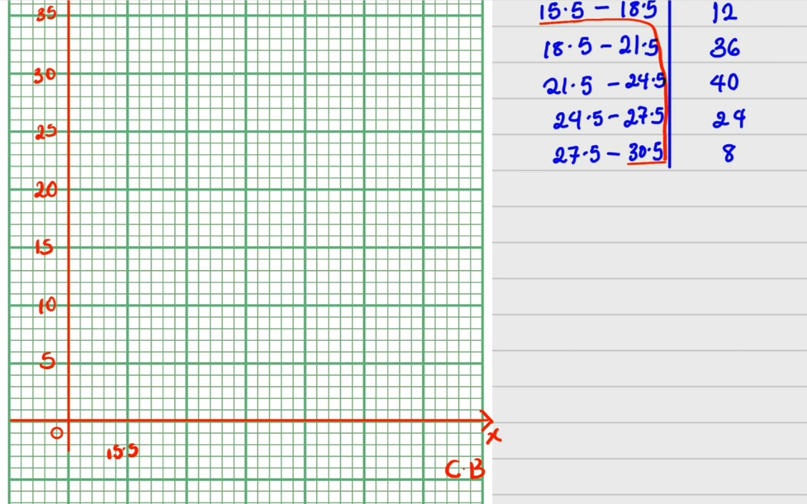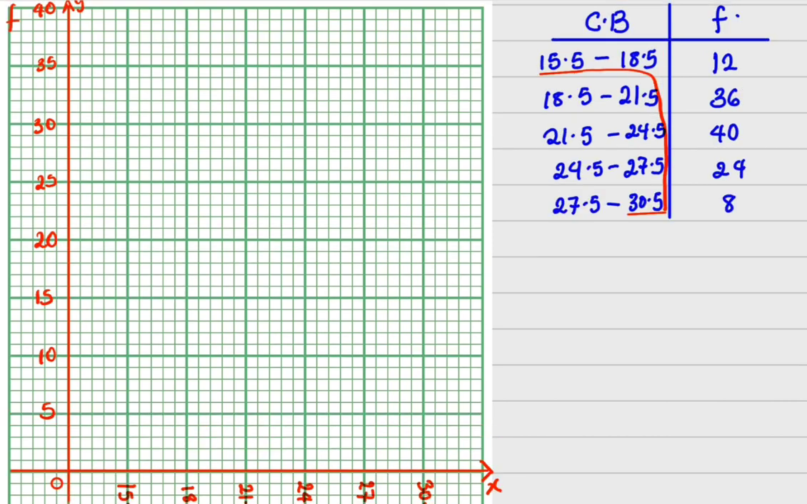So 18.5. The second one is 18.5. And the next is 21.5. Okay, I think this is better. So I have everything set. Now let me start with my histogram.